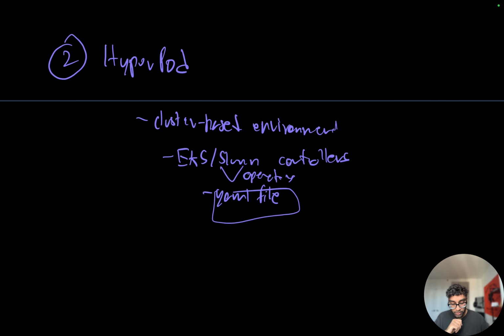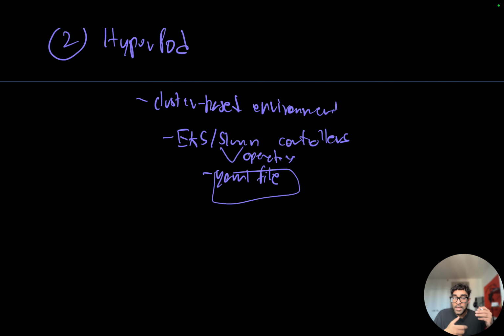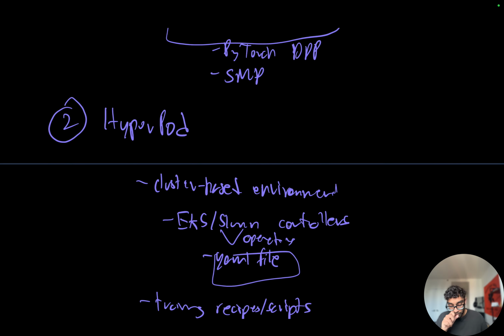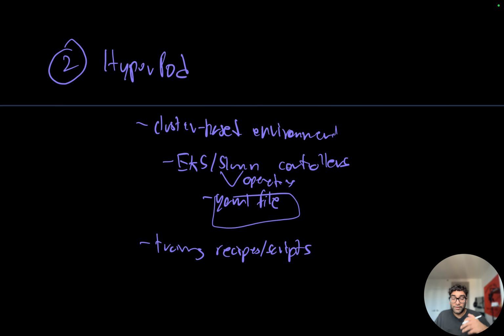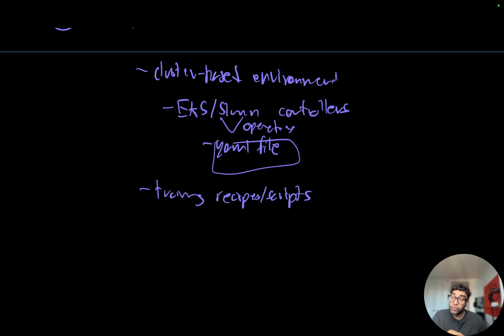So with Hyperpod, you can almost think of it as a managed cluster-based environment where you can still inject your training recipes and scripts. But here, unlike SageMaker training jobs, where you can still provide multiple instances, but it's not a cluster, right, you don't have this controller via EKS or Slurm. If you're coming from one of these worlds, it's very easy to map over to Hyperpod, where you can define this training strategy through this operator.